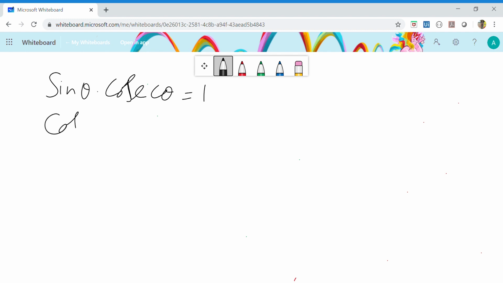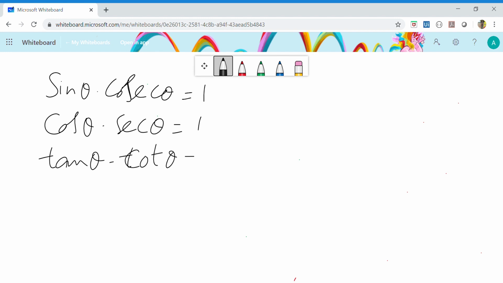And from this we can notice that sin theta into cosecant theta is equal to 1. Cos theta into secant theta is equal to 1. And tan theta into cot theta is equal to 1. You can observe that.